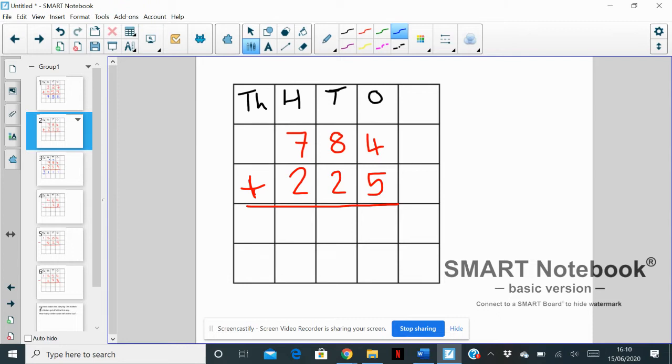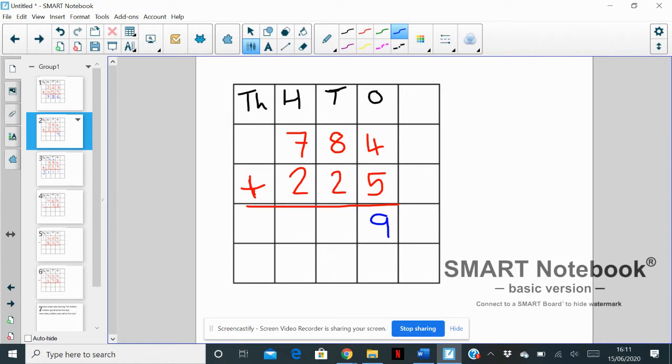Okay, so like we did before, we're going to start in our smallest column, which is our ones column. So we've got 4 ones, add 5 ones. 4 add 5 is 9. I don't need to regroup, so I can put my 9 in my ones column. Now in my tens column, I've got 8 tens, add 2 tens, which is going to give me 10 tens. Now, I can't put 10 tens into my tens column. 10 tens needs to be regrouped.